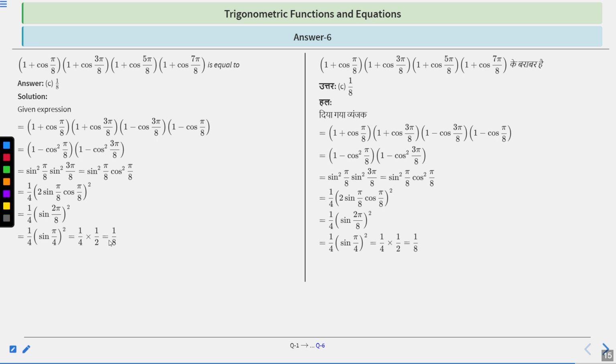1 by 4 into (sin pi by 4) square. Sin pi by 4 is basically 1 by root 2, and (1 by root 2) square is basically 1 by 2. Therefore, it is equal to 1 by 4 into 1 by 2, which is equal to 1 by 8, right? Therefore, option C is the right choice. Option C, 1 by 8, is the right choice. Got it?